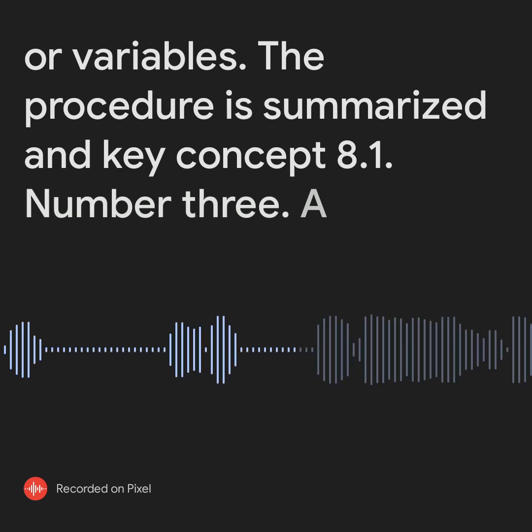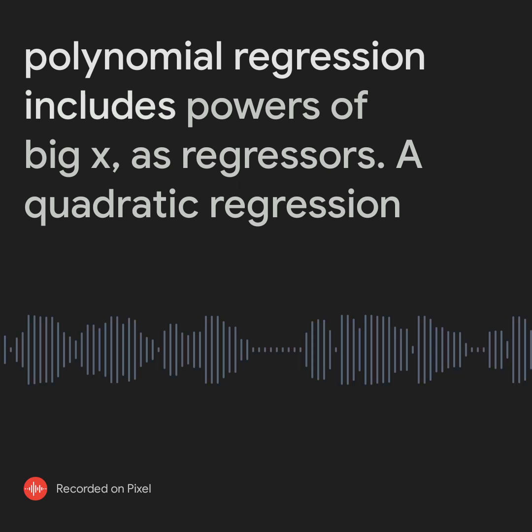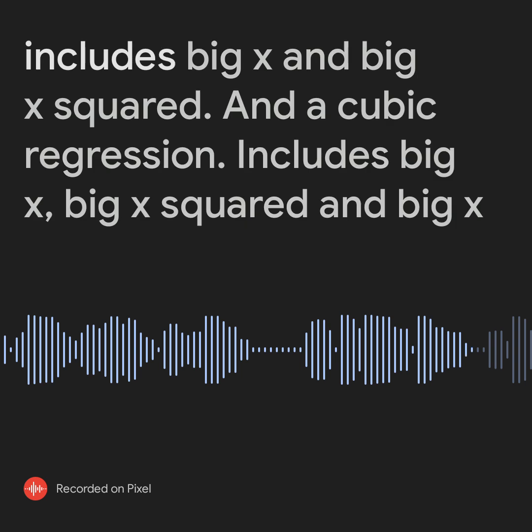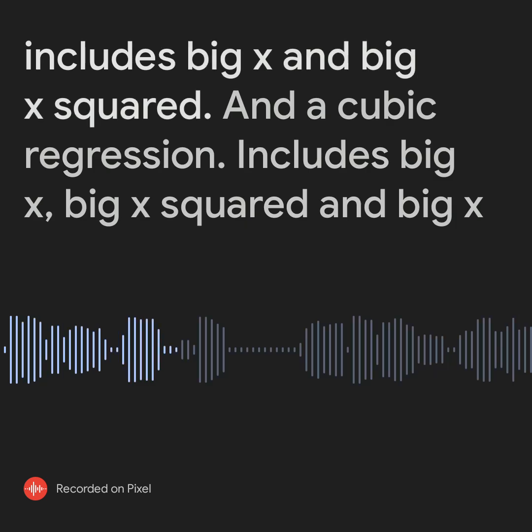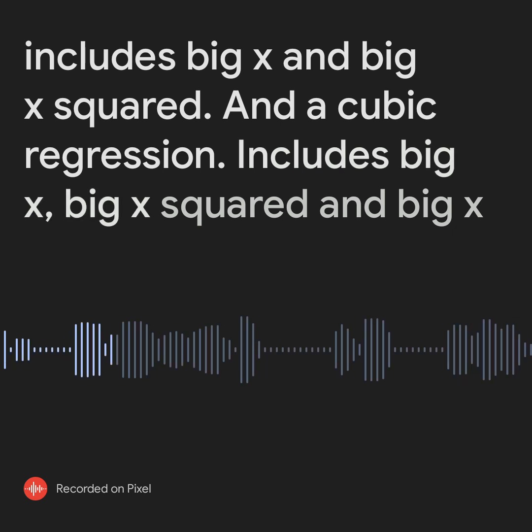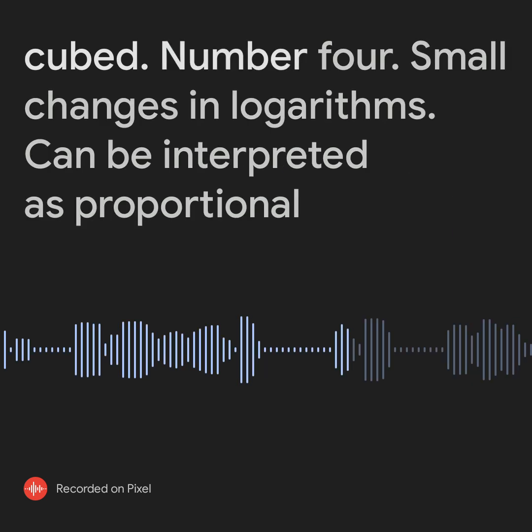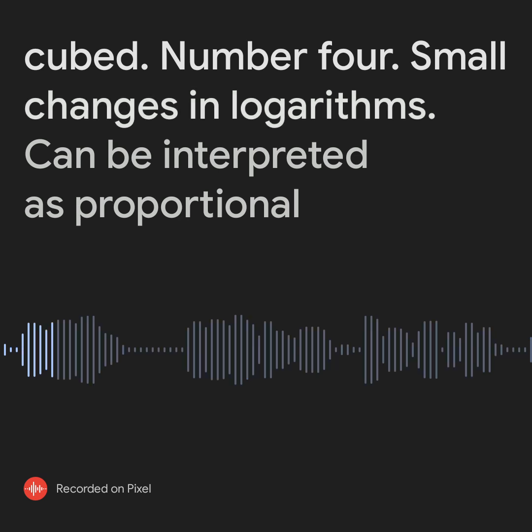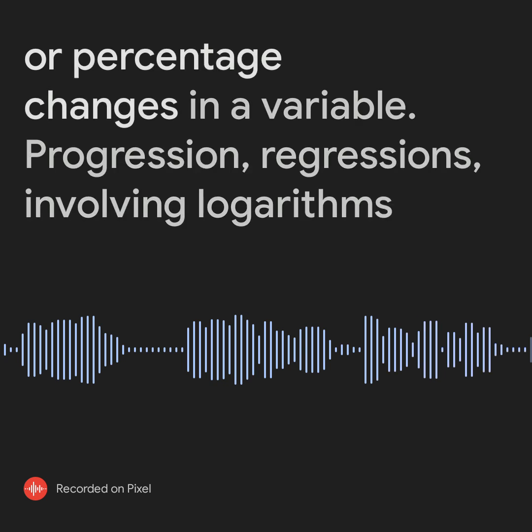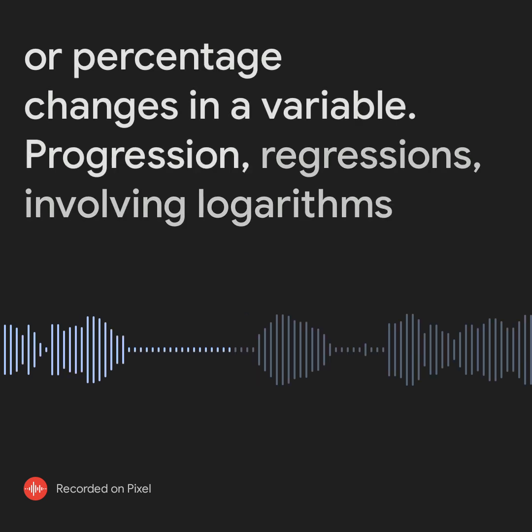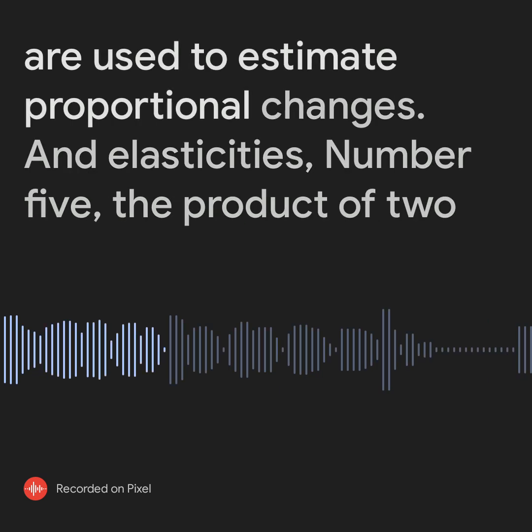Number 3. A polynomial regression includes powers of X as regressors. A quadratic regression includes X and X squared. And a cubic regression includes X, X squared, and X cubed. Number 4. Small changes in logarithms can be interpreted as proportional or percentage changes in a variable. Regressions involving logarithms are used to estimate proportional changes and elasticities.